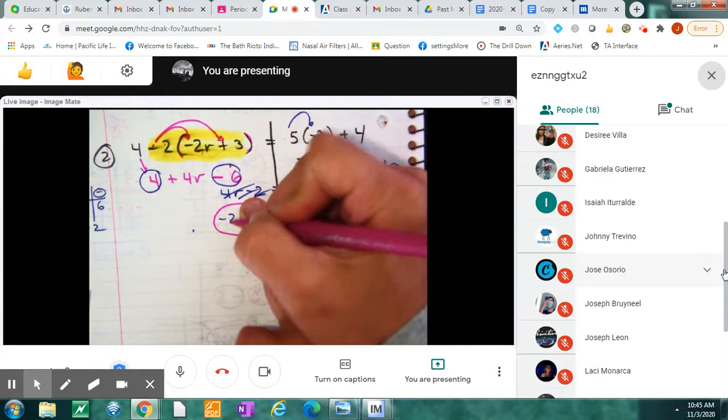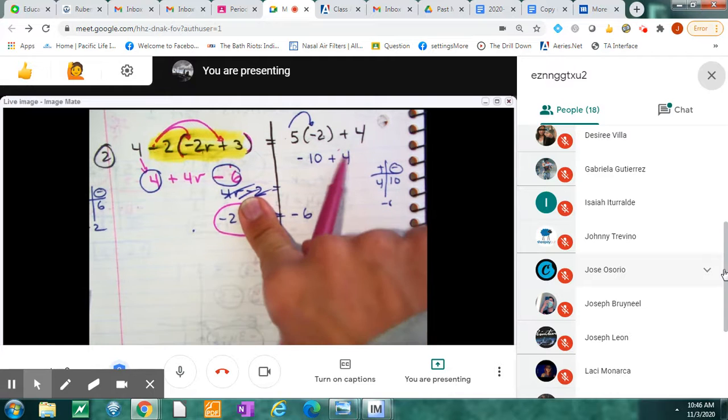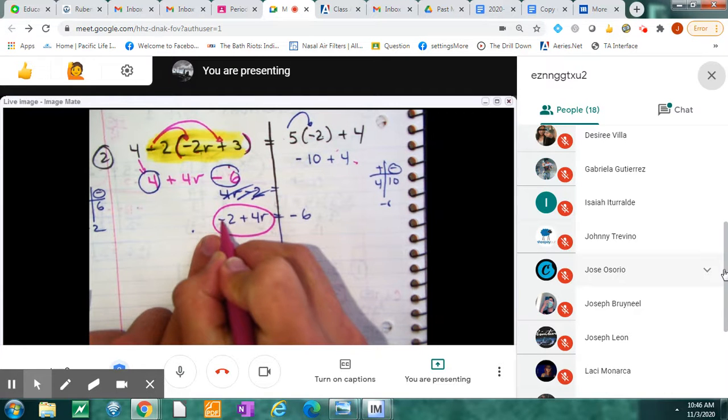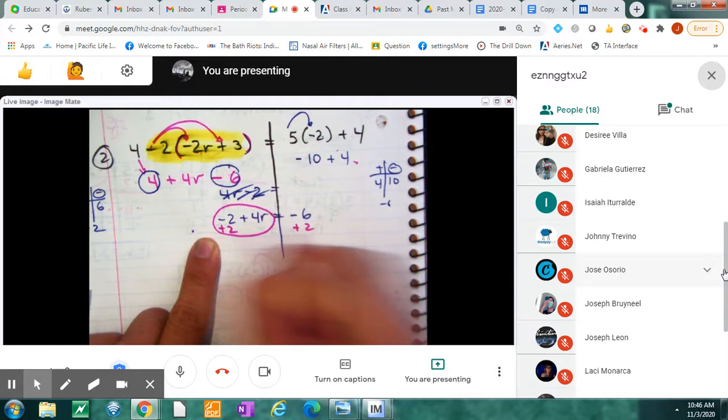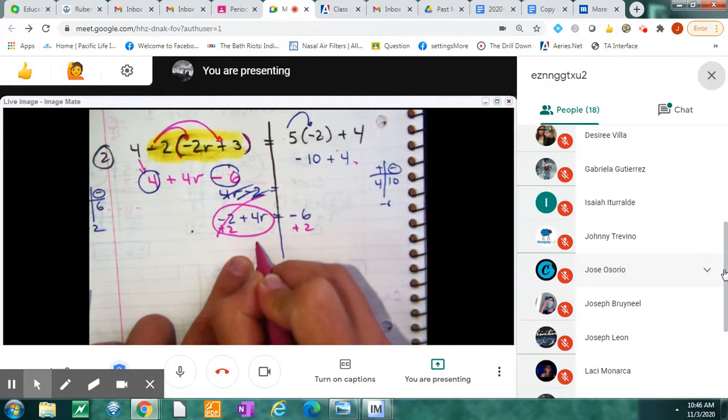Like when I was in high school, I would cover the 4R and say, okay, I don't want to divide yet. I want to get rid of this one. So I've got to do the opposite of -2. It's +2 on both sides. So that takes it out. Boom, you're gone.